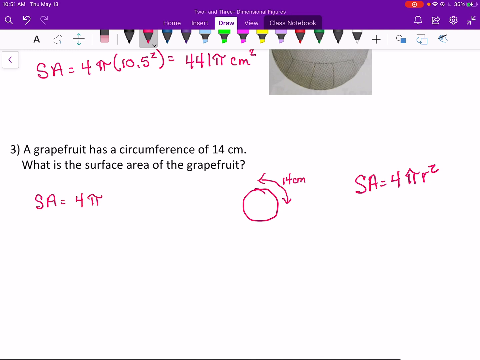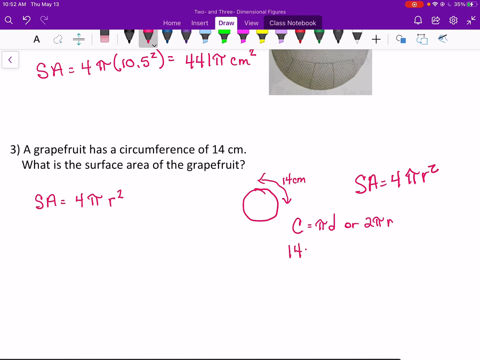To calculate the surface area, we need the radius. Well, look at the picture I drew. I have a circle with a circumference of 14. Grab your formula sheet. How do you find the circumference of a circle? You should see pi times diameter or 2 pi r. Aha! One of them has an r in there. We can find it.